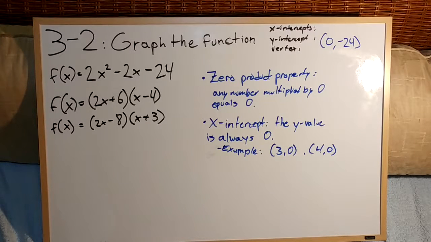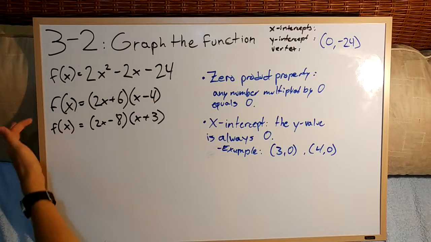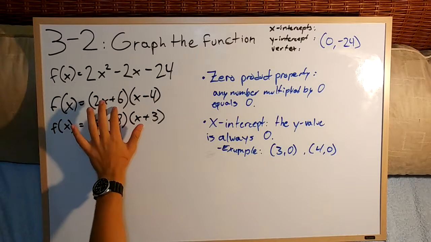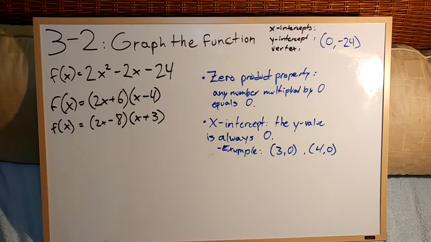Okay, so now what we have to do is find the x-intercepts using the factored form equations. For the sake of simplicity, we're just going to use this one right here, 2x plus 6 times x minus 4. And to find the x-intercepts, we have to look at two rules. The zero product property, which is that any number multiplied by 0 will always equal 0. There are no exceptions to this.